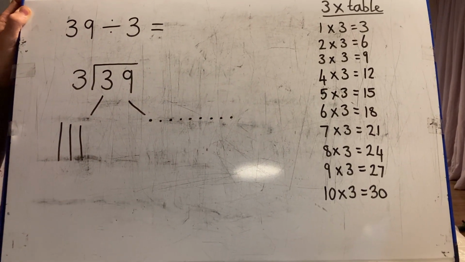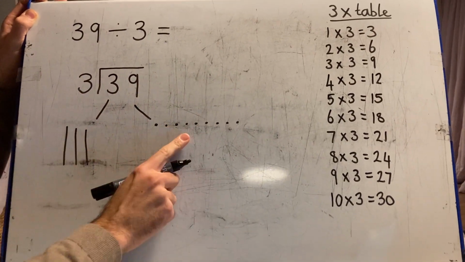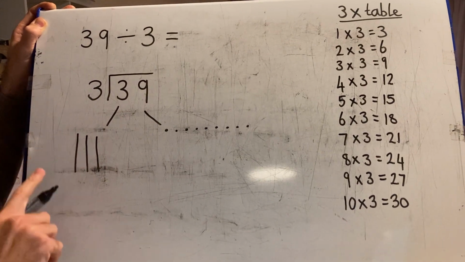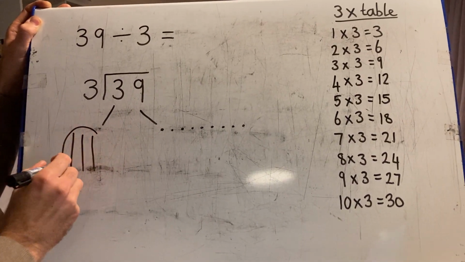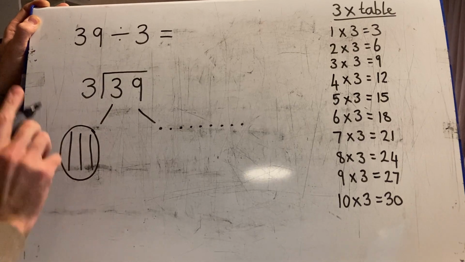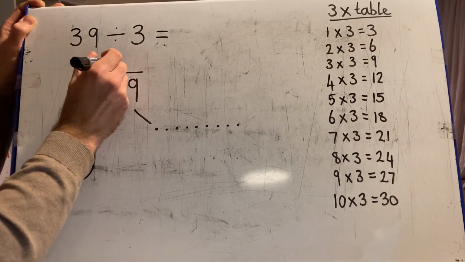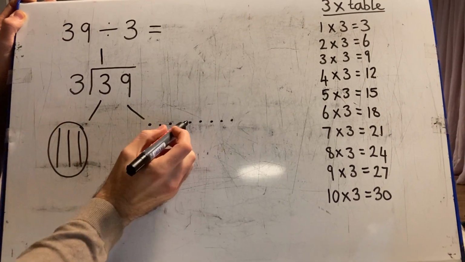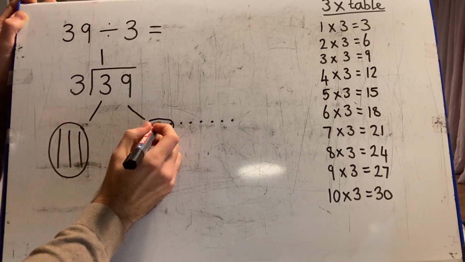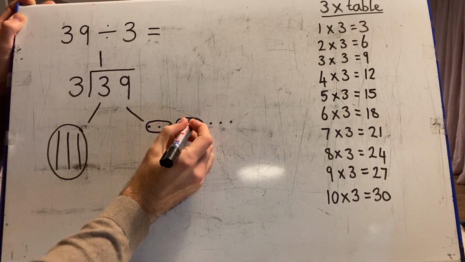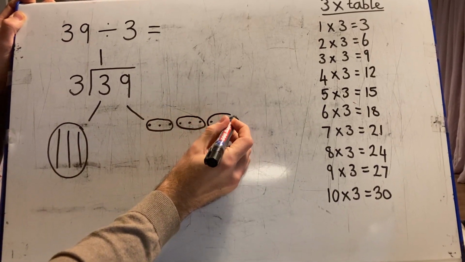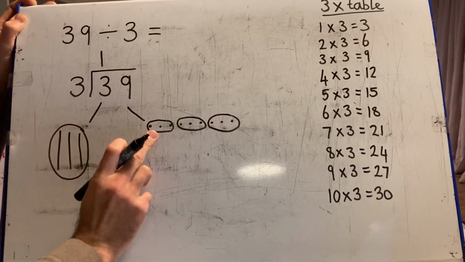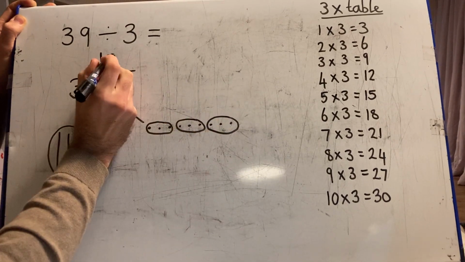So now what I need to do is, looking at my numbers that I've partitioned, I need to put them into groups of 3. So here we go. I've got 3 lots of 10. If I put them into groups of 3, I have 1 group of 3. Then I look at my units, again putting them into groups of 3. I have 1 group of 3. I have another group of 3. I have a third group of 3. So 9 split into 3 equal groups. I have 1, 2, 3 groups.